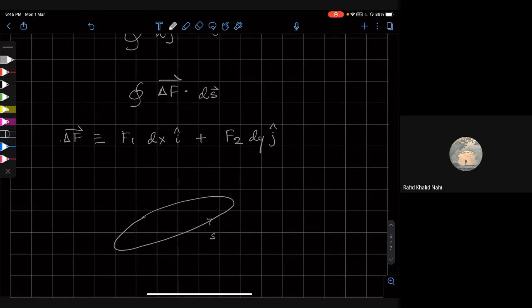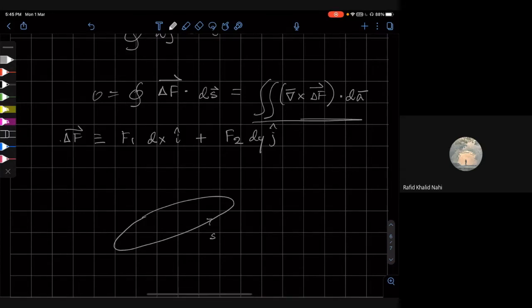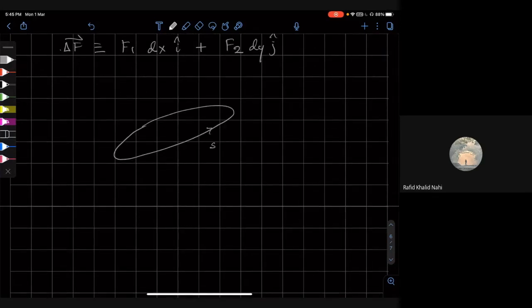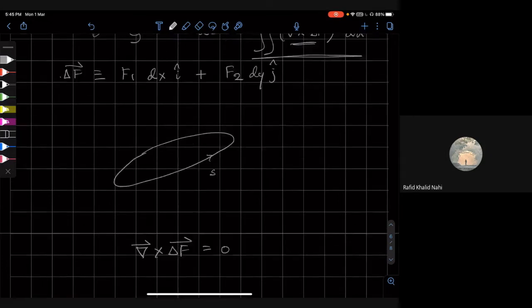Then Stoke's theorem tells us that this is equal to the surface integral of the curl of this vector delta f dotted with the area, right? And this is 0. This guy is 0 only when this is 0. So that means that for an exact differential, the curl of delta f, this thing, is 0.